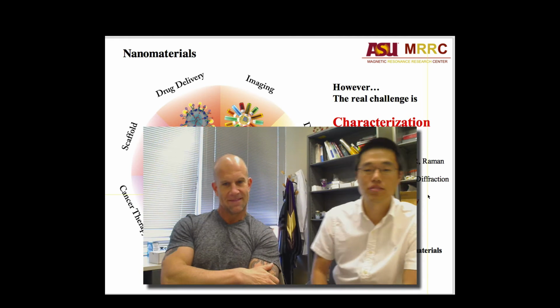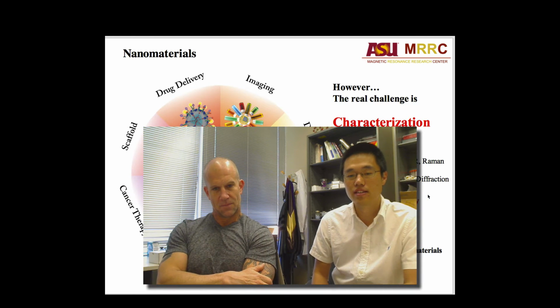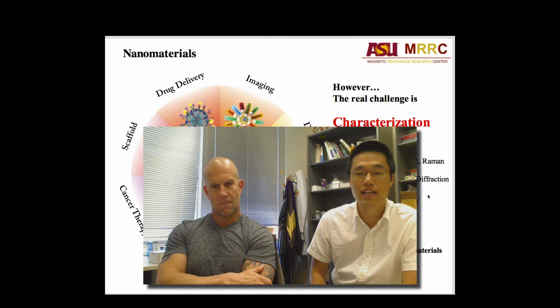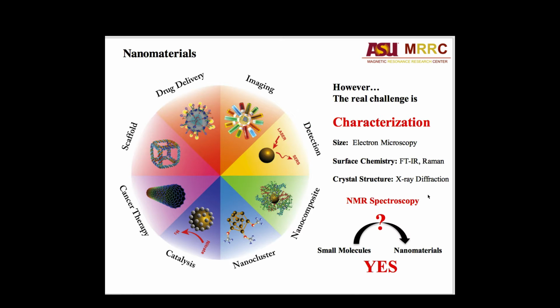So when we talk about nanomaterials, until now nanomaterials have been used in a lot of fields like drug delivery, and they can be used for imaging, and due to the special optical properties of nanomaterials, they can also be used for detection, catalysis, and also for cancer therapy. However, when you try to extend more and more applications of nanomaterials, you have to make sure that the quality of the nanomaterial is good. So the real challenge for nanoscience today is the characterization of nanomaterials.